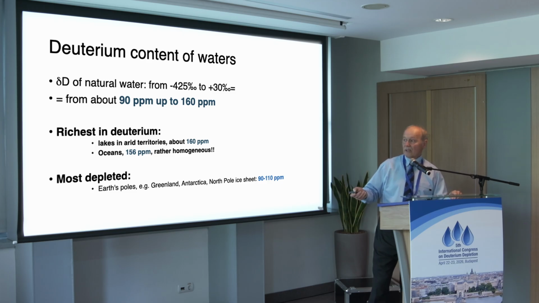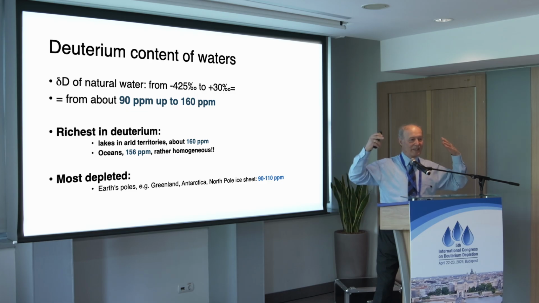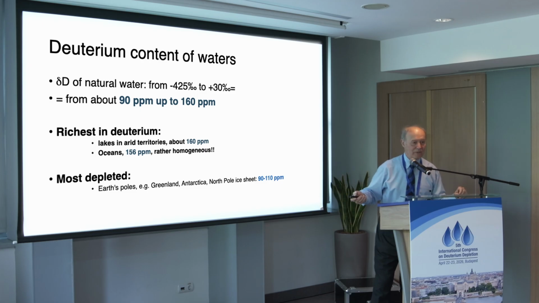The deuterium content of the ocean is 156 ppm, and it is rather homogeneous. It's a huge water body, and homogeneous but not everywhere. Where the big rivers enter the ocean, in that area, the deuterium content is of course lower.